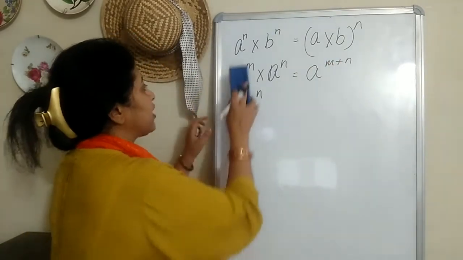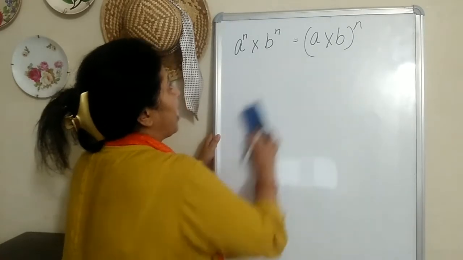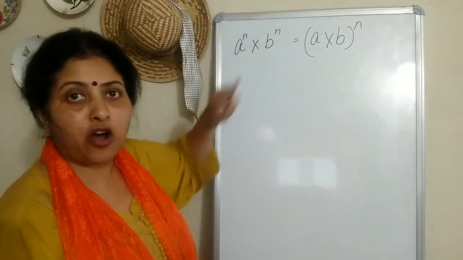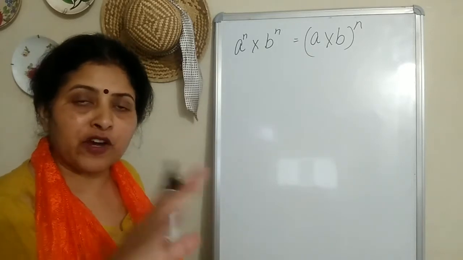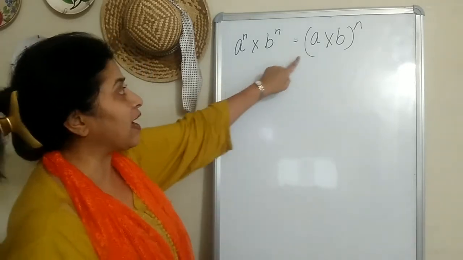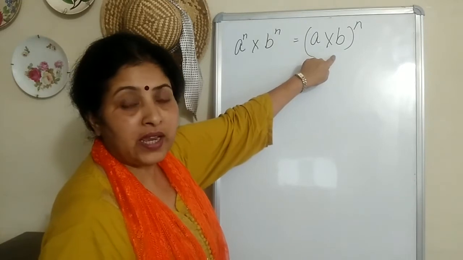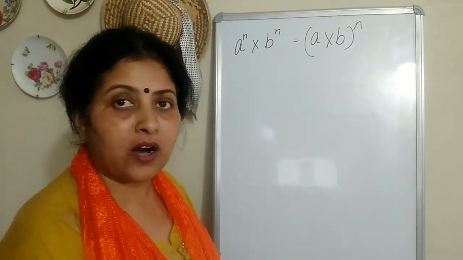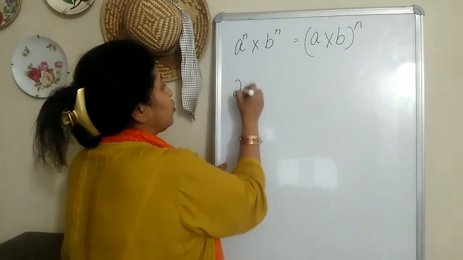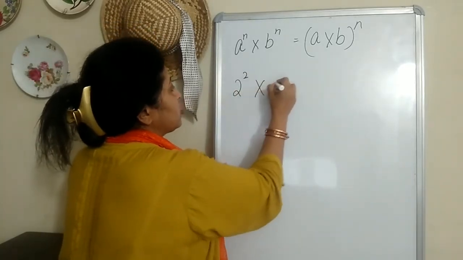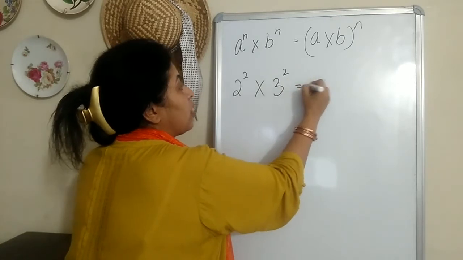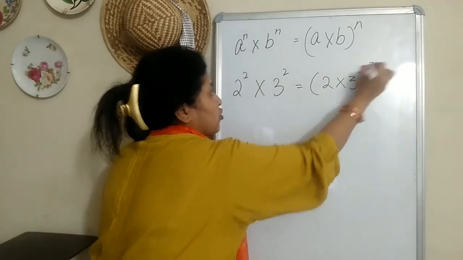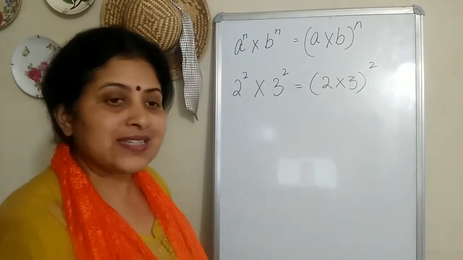Right? Now what I am telling you is that you have a raised to the power of n into b raised to the power of n. So bases are different but the powers are same. So this becomes a into b, the whole thing raised to the same power. This means if I have 2 raised to the power of 2 into 3 raised to the power of 2, I can write this as 2 into 3 raised to the power 2.